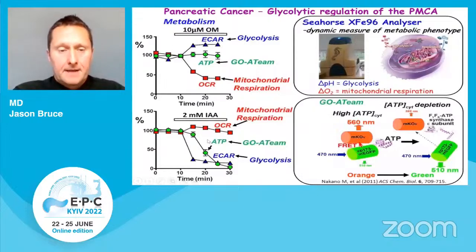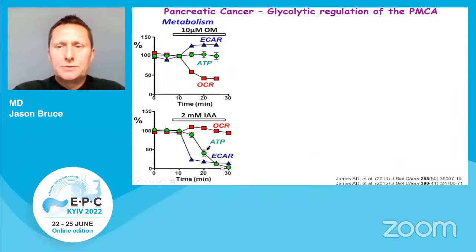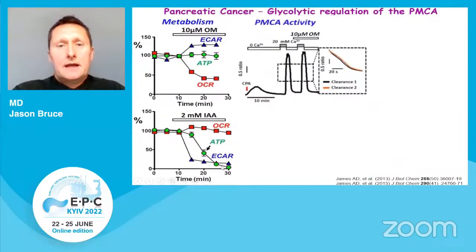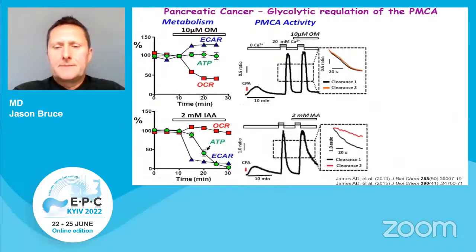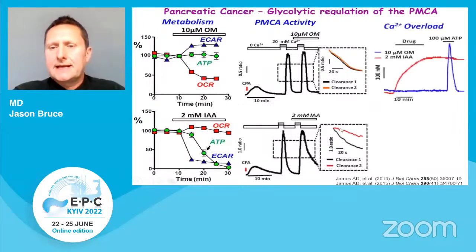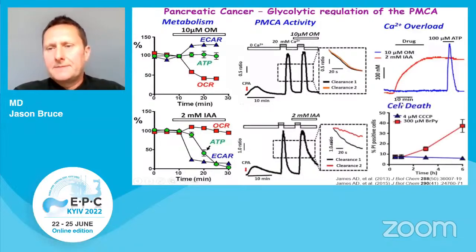However, if we now inhibit glycolysis with iodoacetate, we see a rapid drop in ECAR, but this compensatory increase in OCR is insufficient to preserve cellular ATP, and this is depleted. Now, if we look at what happens to PMCA activity, we see that oligomycin has no effect on PMCA, whereas iodoacetate inhibits the PMCA. This leads to cytotoxic calcium overload. And similarly, using different inhibitors, inhibition of glycolysis with bromopyruvate causes necrosis, whereas inhibiting mitochondria with CCCP has no effect.